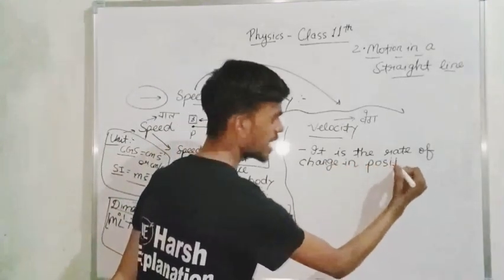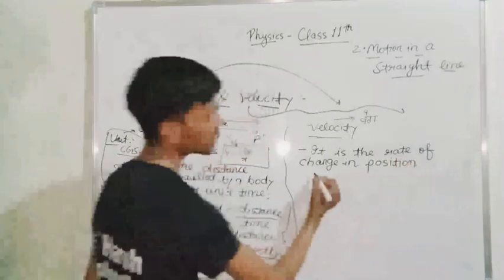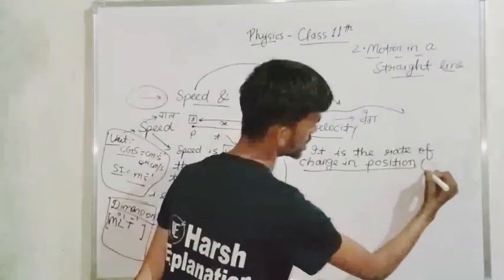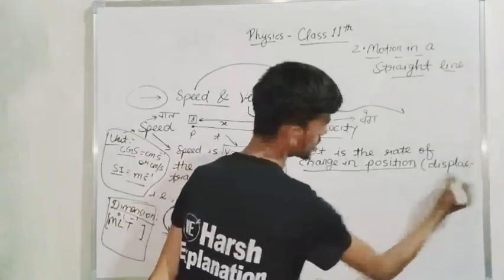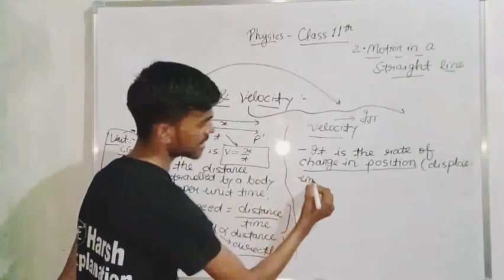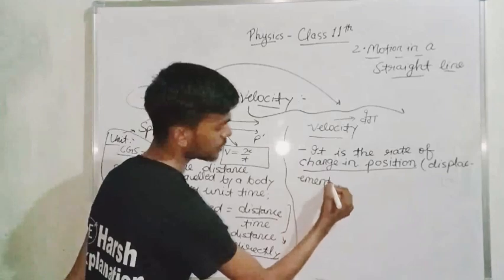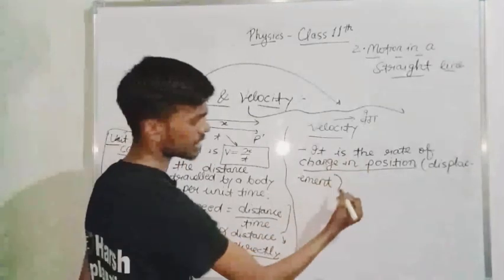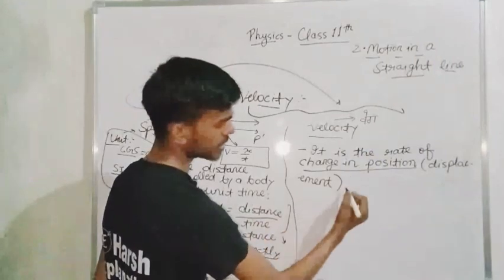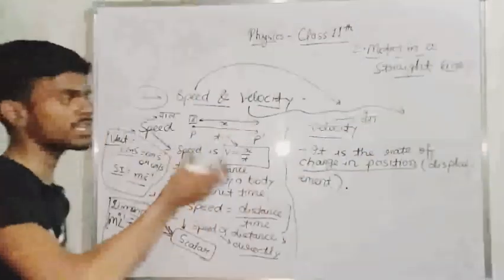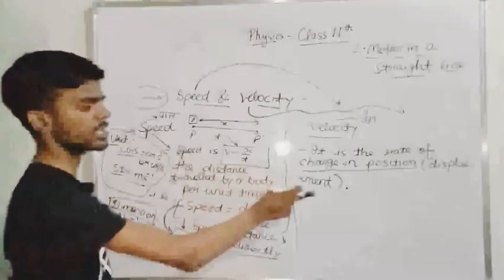Okay? And also we know what change in position is. Change in position is said to be displacement. Okay, so we can say it is the rate of change in position or displacement. And this is only the definition. It is the rate of change in position or displacement.